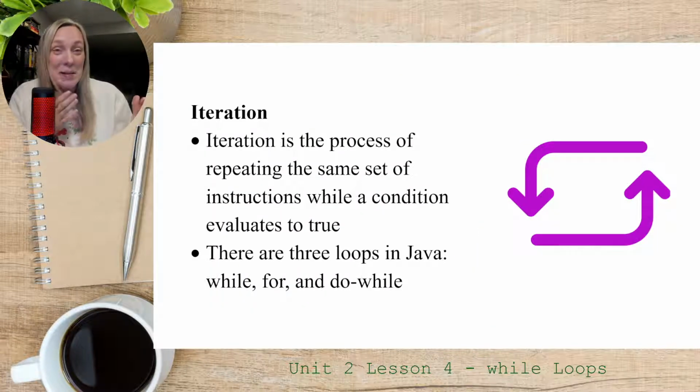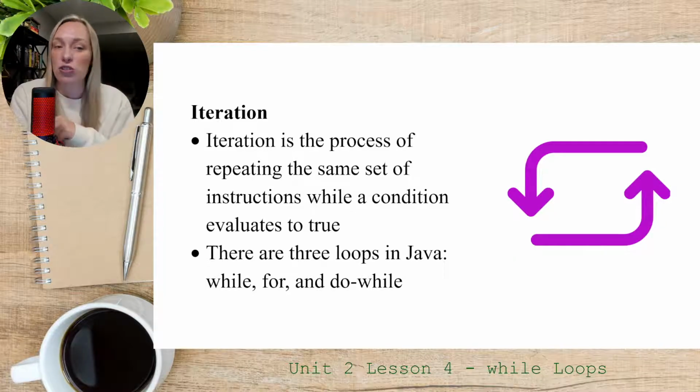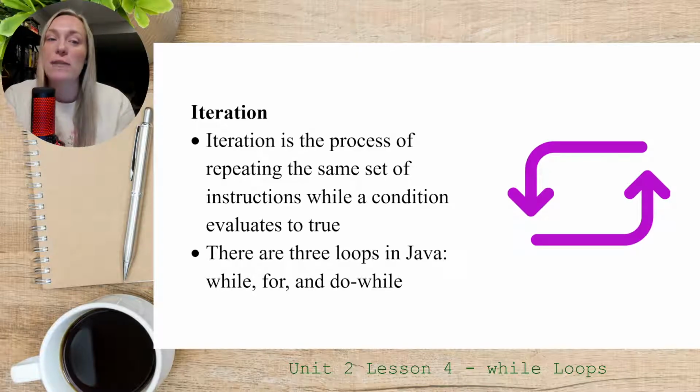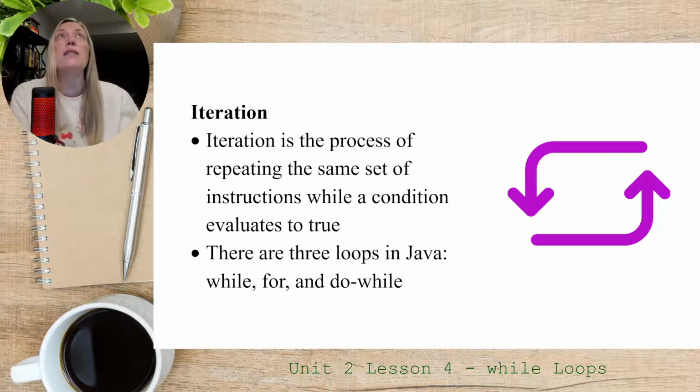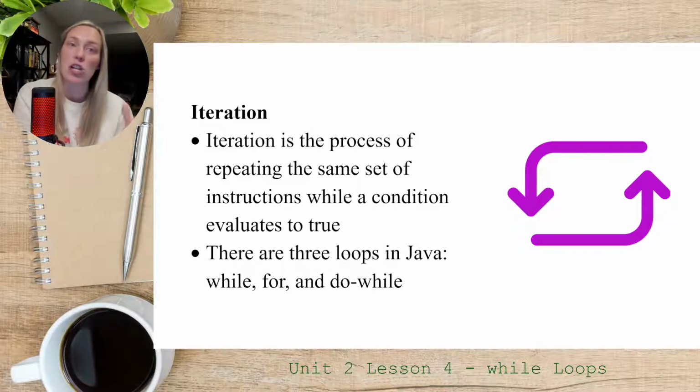So when we talk about iteration, it is the process of repeating the same set of instructions while a condition evaluates to true. Now this is specifically for Java. We want to repeat some instructions while some sort of condition evaluates to true. So iteration means repeating a set of instructions.